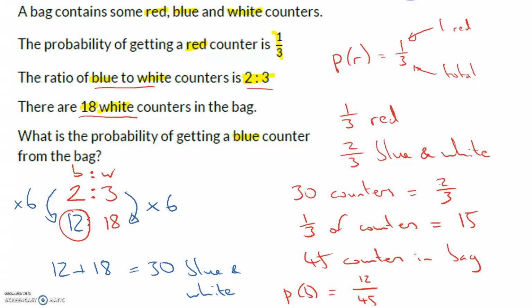And can we simplify that fraction down? I think we can. We can divide the numerator and the denominator by 3. That's going to give us 12 divided by 3 is 4. 45 divided by 3 is 15. So probability of blue is, as its simplest fraction, 4/15.